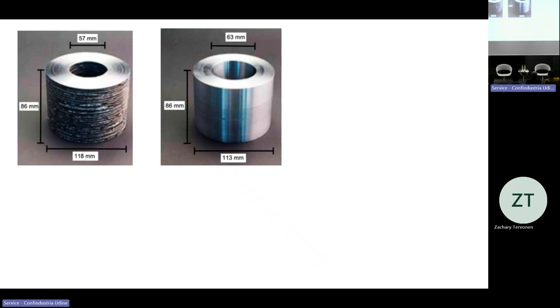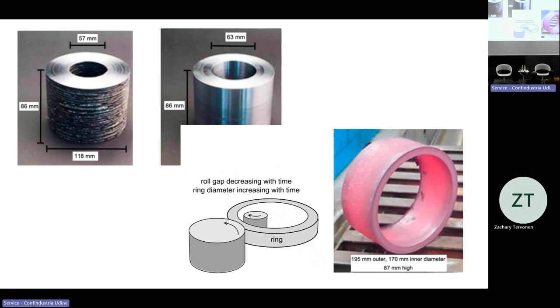And then you ring roll. These two objects are moving at different speeds and therefore this becomes a ring here. And then you can do your experiments on a new alloy.